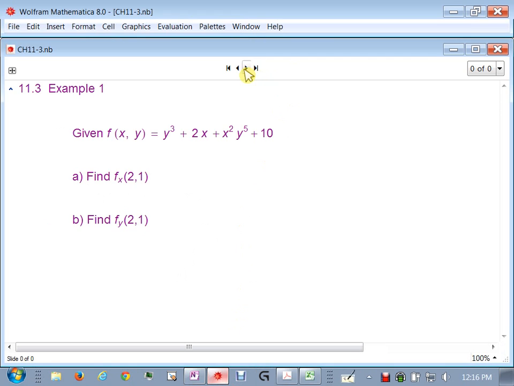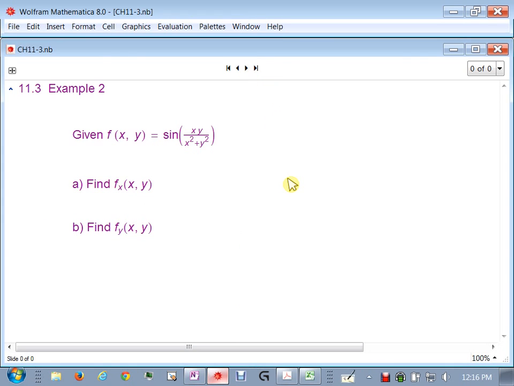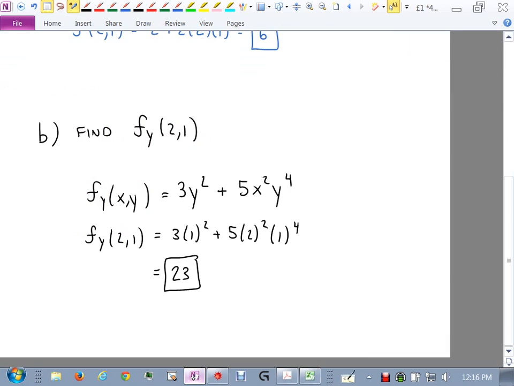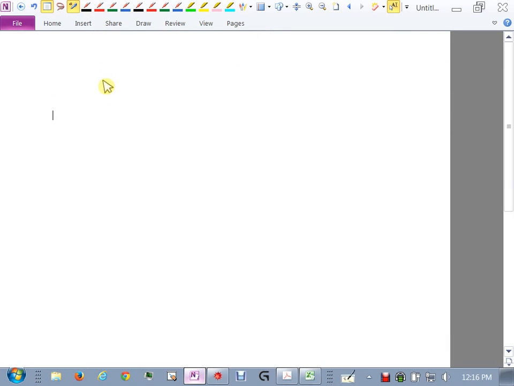All right. Now, here's a partial derivative that's a little more challenging than the one we just did. So how about we take a function f of x, y equals sine of xy over x squared plus y squared.